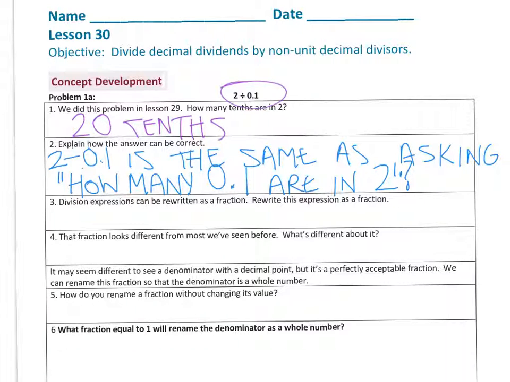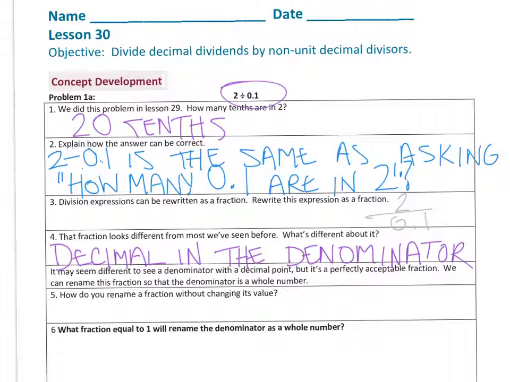So division expressions, all division expressions, can be rewritten as a fraction. So if we were to rewrite this division expression as a fraction, we would write it like this: 2 over 1/10. Now that fraction looks a little different than what we've seen before. So what's different about it? Yeah, there's a decimal in the denominator. So it might seem a little weird to see a decimal in the denominator, but I promise it's a perfectly legit fraction. So we can rename this fraction so that the denominator is a whole number.